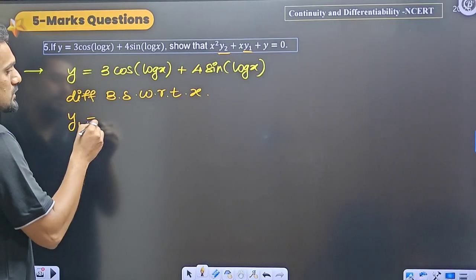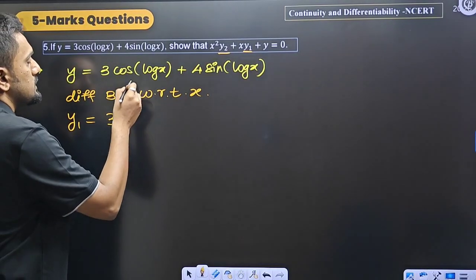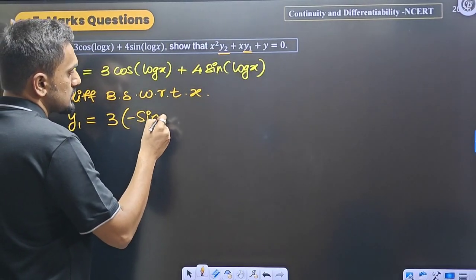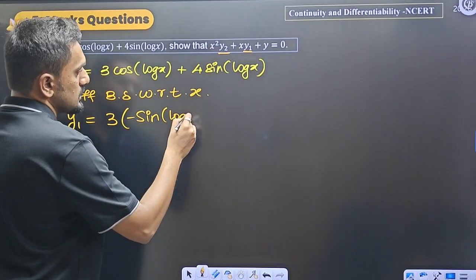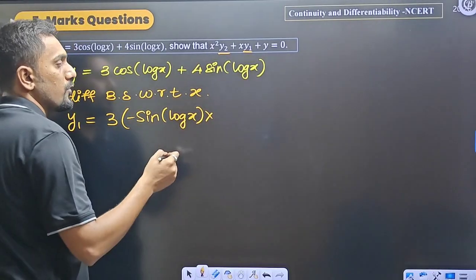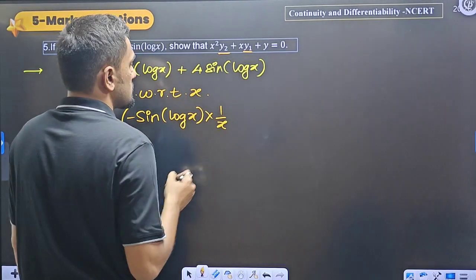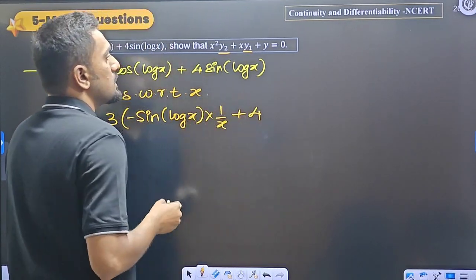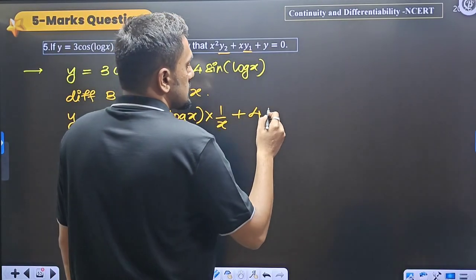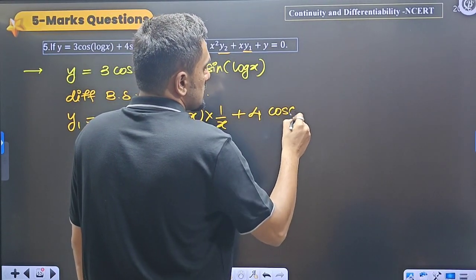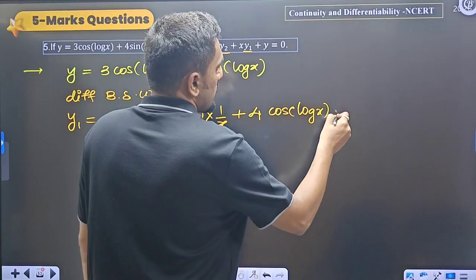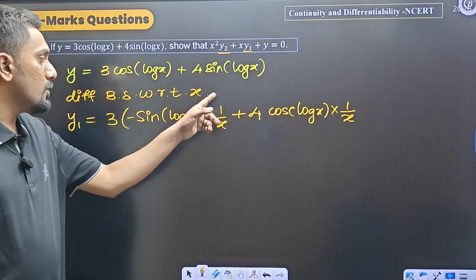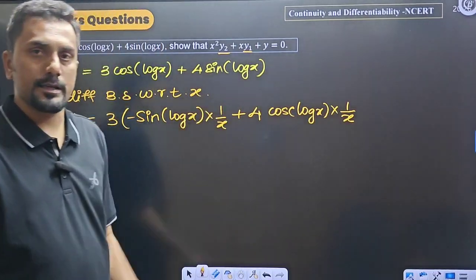ಸೊ y1 is equals to 3, what is the derivative of cos of f of x? Minus sin of f of x. f of x ಅಂದ್ರೆ ಇಲ್ಲಿ ಏನೈತಿ? log x into derivative of log x is 1 by x. Okay, then plus 4 as it is. Derivative of sin of log x is cos of log x, cos of log x into derivative of log x is 1 by x. ನೋಡ್ರಿ, ಇಲ್ಲಿ 1 by x ಐತಿ, ಇಲ್ಲಿ 1 by x ಐತಿ.